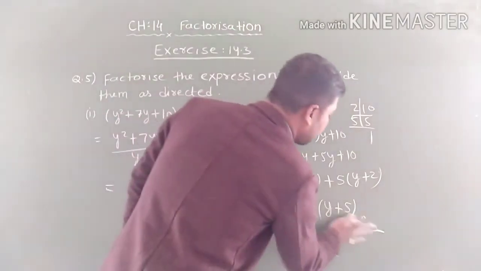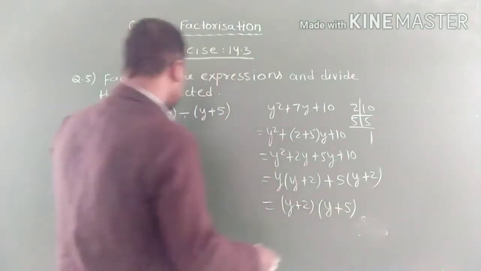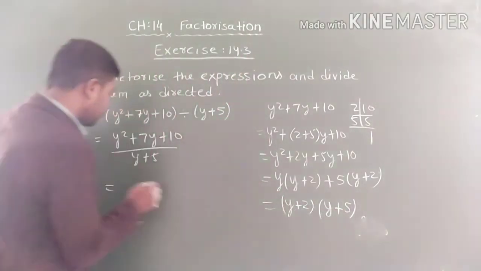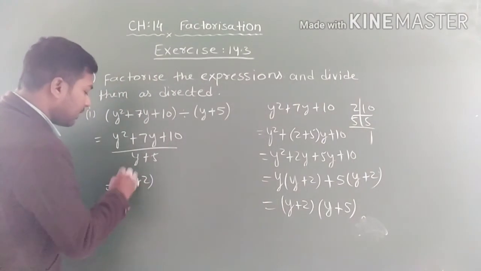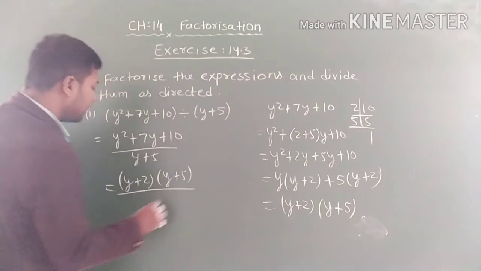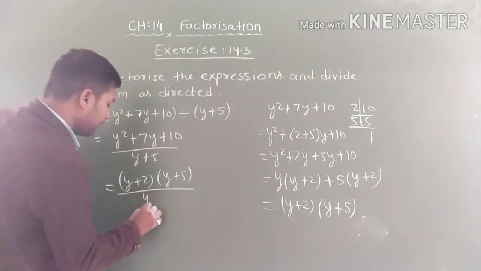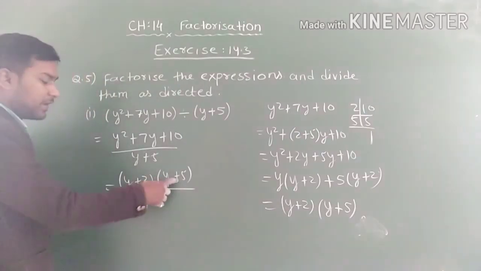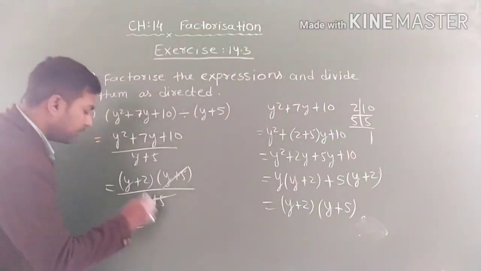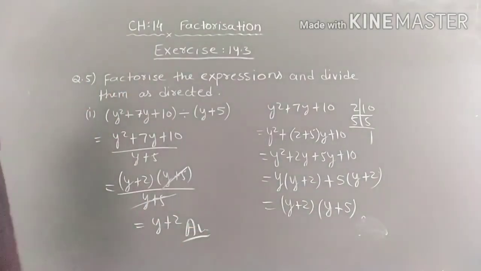No, this is not the answer, this is the factor of this term. So y plus 2, y plus 5. Just write at the place of this expression, we have to write this. So this will be y plus 2 and y plus 5 divided by y plus 5. Now y plus 5 and y plus 5 will be cancelled out. So what is left? y plus 2. And this is the answer. Okay, it's very easy.